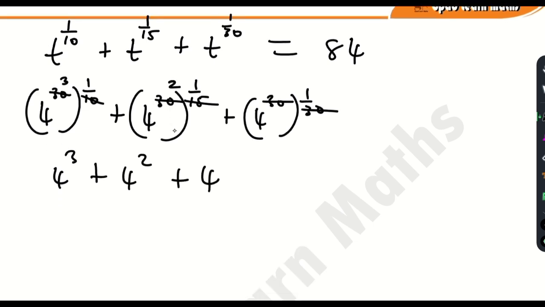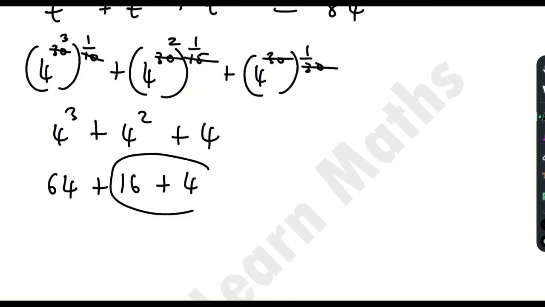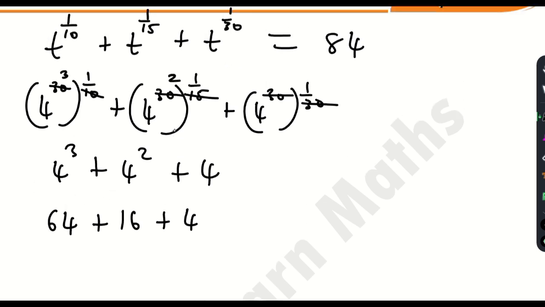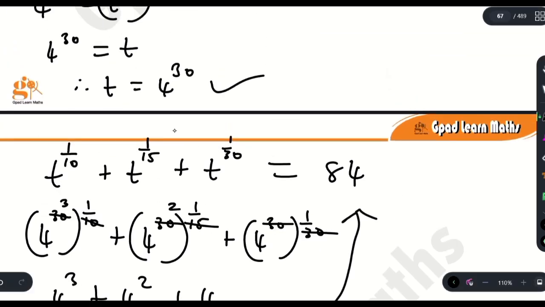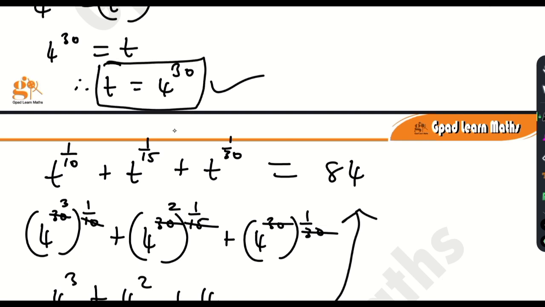Okay, what's 4 raised to the power 3? That's 4 times 4 times 4, which is 64. And what is 4 raised to the power 2? That's what? 16. And this is 4. 16 plus 4 is 20. 20 plus 64 is 84. So we have it here as well that t truly is equal to 4 raised to the power of 30.